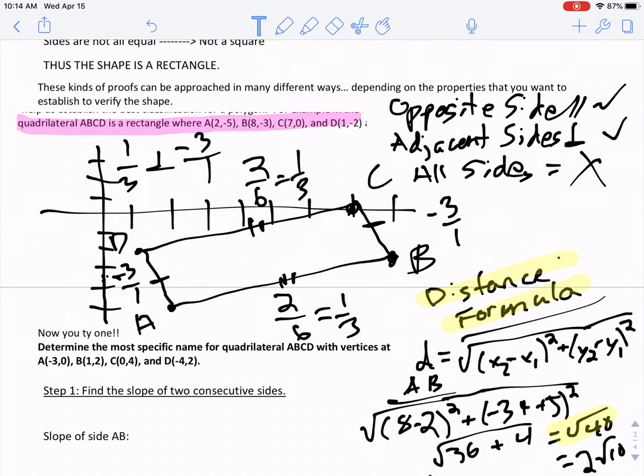All right, that's why the most specific name for this is a rectangle. Because the sides aren't all the same, so it's not a square or a rhombus. The adjacent sides are perpendicular, so that means we have 4 right angles, which makes it a rectangle.